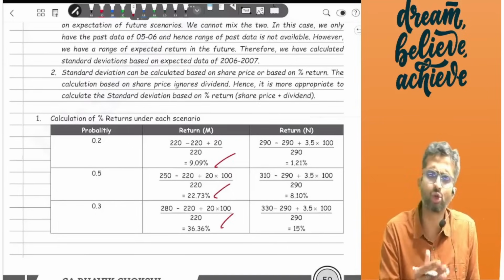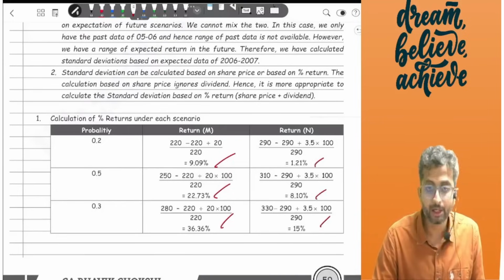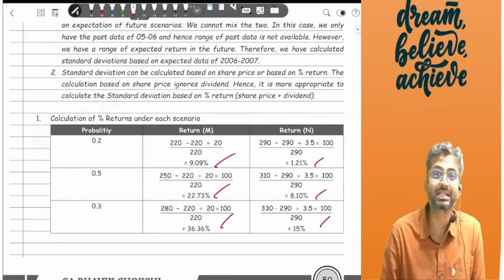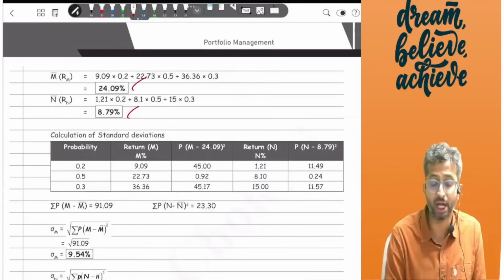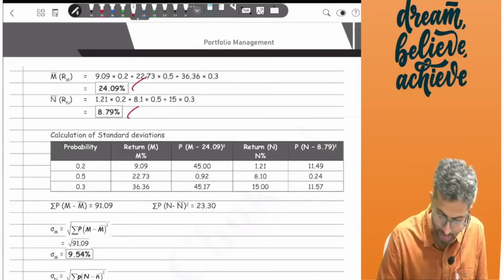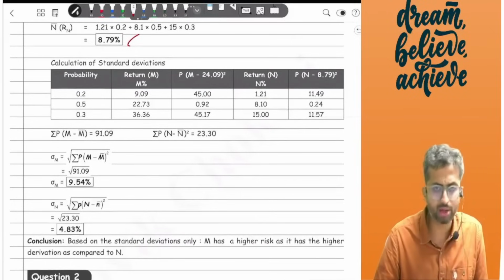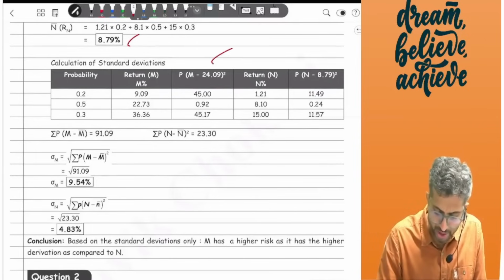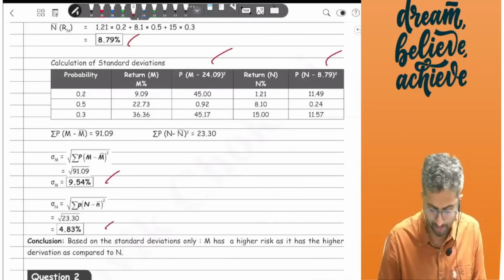So for standard deviation, you can either take the prices or preferably take the percentage returns. You find the percentage returns at each level and then find the standard deviation. So how do you find the standard deviation? X minus X bar. You will find the X bar, which is 24.09 and 8.79, X minus X bar the whole squared. You will do the X minus X bar the whole squared working, and Y minus Y bar the whole squared, and hence you will take the deviations considering 24.09 and then 8.79, and the deviations come to 9.54 and 4.83.